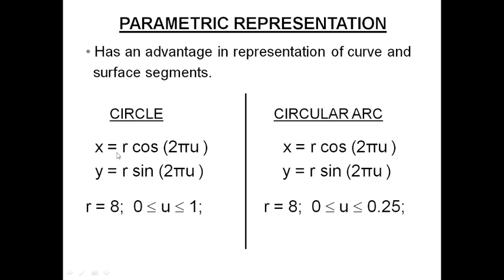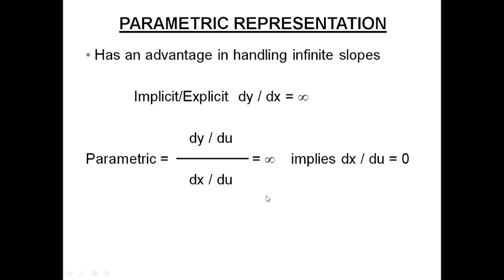So here you can see that this equation of a circle is representing a complete circle, and you can easily represent a circular arc. For example, the portion of the circle lying in the first quadrant can easily be notated with the help of u varying from 0 to 0.25. So that means a circular arc lying in the first quadrant. So likewise you can define the circular arc or finite limits of any of the curves.